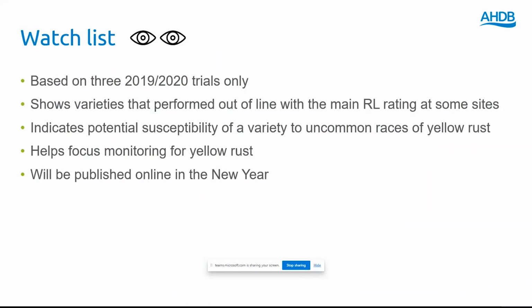This may be able to indicate a variety's potential susceptibility to uncommon races of yellow rust, which at the moment aren't widespread. However, this watch list won't be able to predict what changes might happen in the coming season. This will be released in the new year, and we'll do an extension of this video to include an explanation of how this watch list is compiled, what it shows, and how it can help with varietal monitoring.